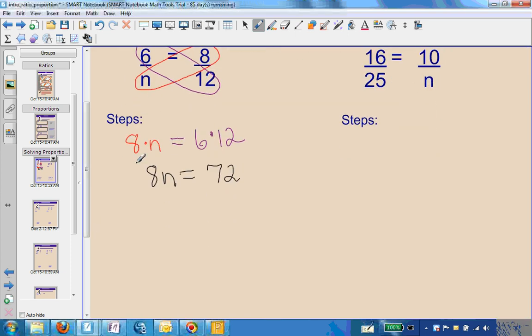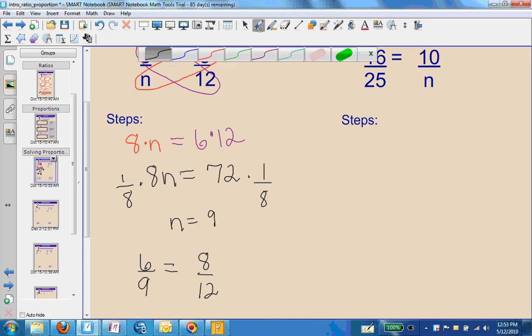is 1/8. So at this point in the year, you know that multiplying by the reciprocal is the same as division. So n equals 9, because 8 times 1/8 is 1. 1 times n is n, and 72 divided by 8 is 9. So that means that 6 over 9 should equal 8 over 12.